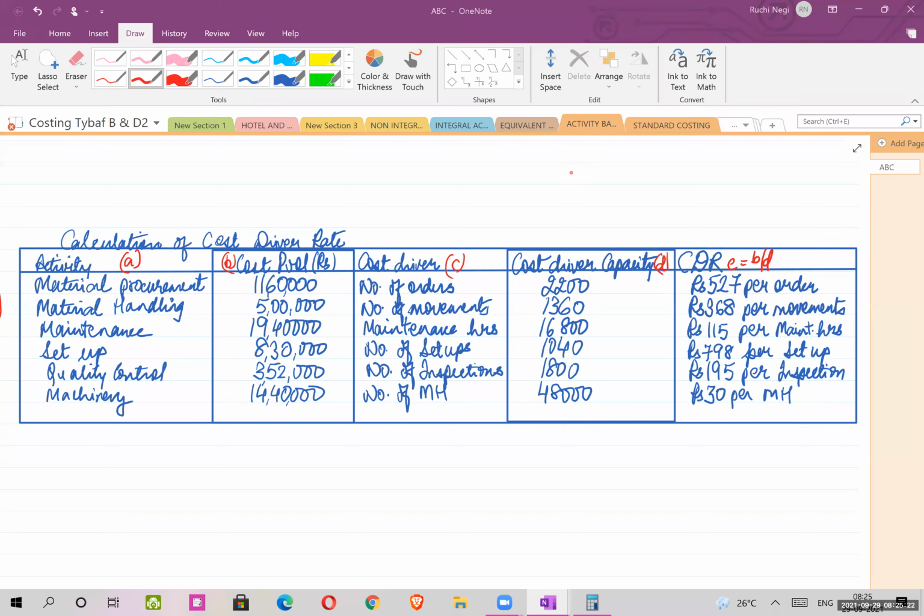So identifying your cost driver in sums where cost driver is not mentioned, but information will be given about how your activity will be apportioned. By reading the sum itself, you will come to know that this is a cost driver and here activity is divided by cost driver. Okay, so is this clear till here? Have you all noted down the CDR? Okay, fine.